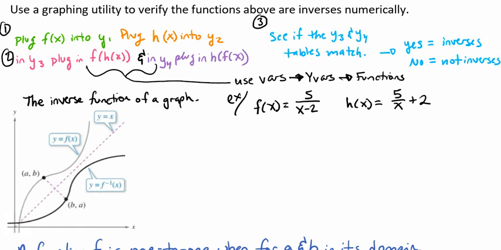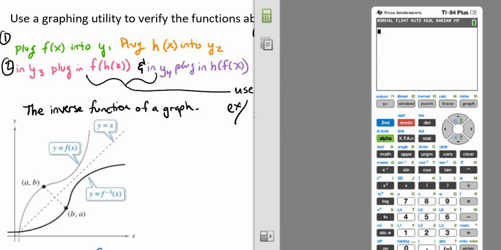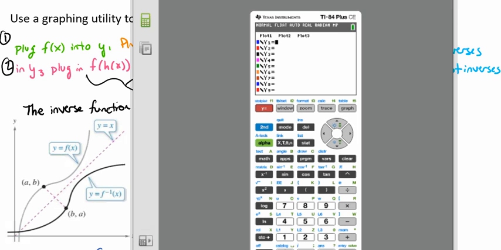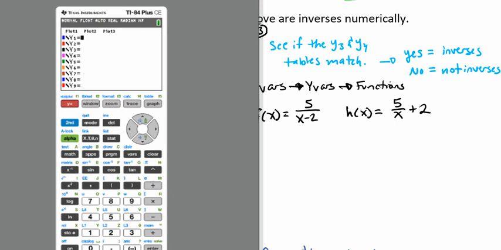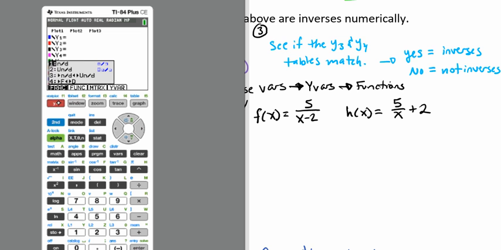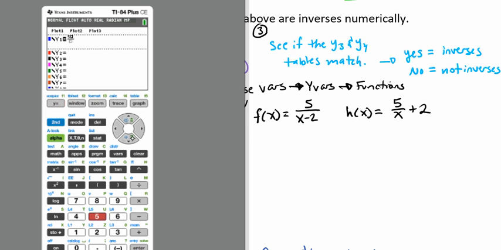So we're going to pull up our calculator, and we're going to plug those into our y equals. Into our y equals in the y1 spot, let's just scoot this over so we can see our equations, we're going to plug in 5 over x minus 2, and in the y2 spot, we're going to plug in our h of x, which is 5 over x plus 2. And then in the y3 spot, we're going to take our f of h of x. So we're putting the h into the f, so we're putting our y2 into the y1.